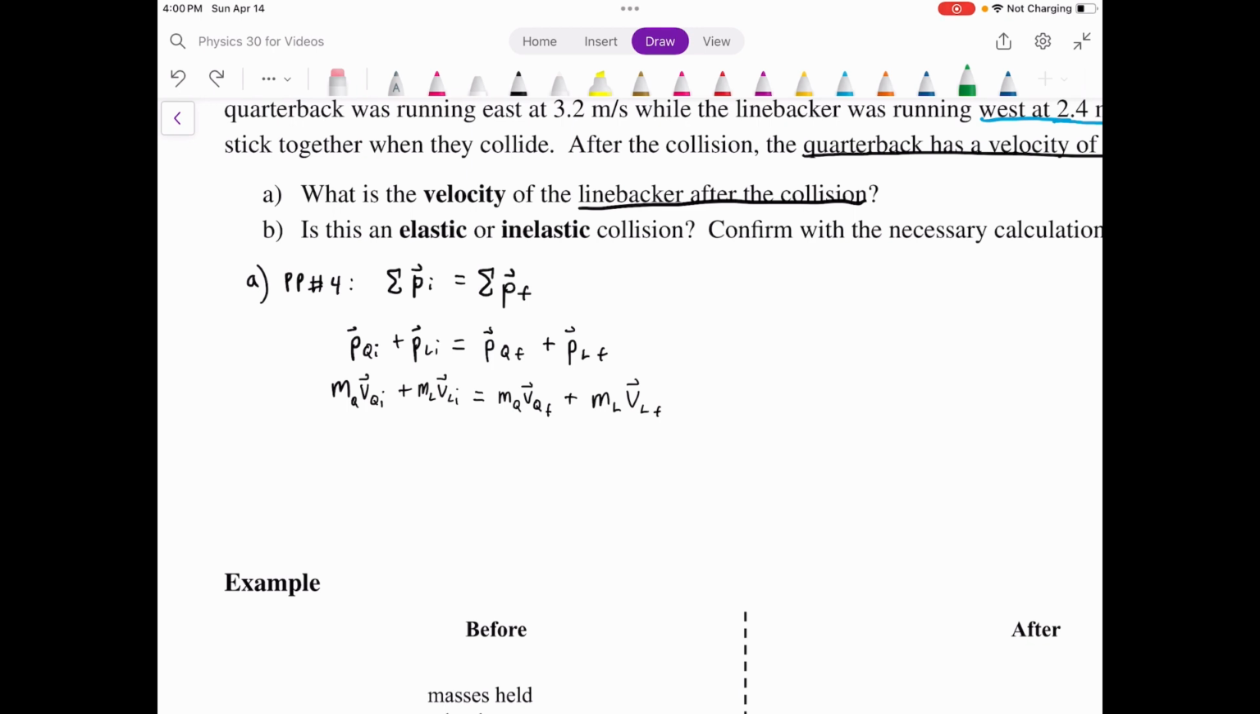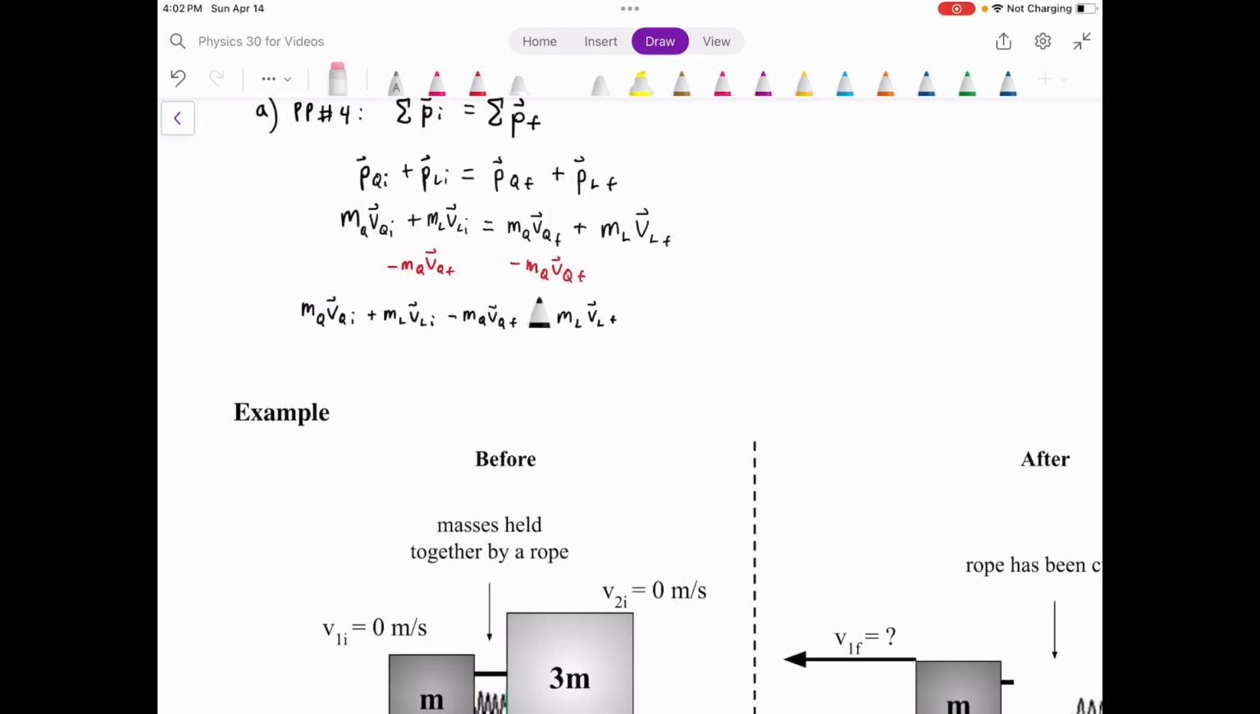So don't forget, reverse order of operations, okay? We're undoing all the operations that are happening to this linebacker's final velocity. So it's being multiplied by its mass, that's true, but it's also being added to this. So before we deal with the multiplication and division, we're going to have to deal with the addition. So let's subtract the quarterback's final momentum here from both sides. So doing that got me here, okay? Just subtracted MQ VQ final from both sides.